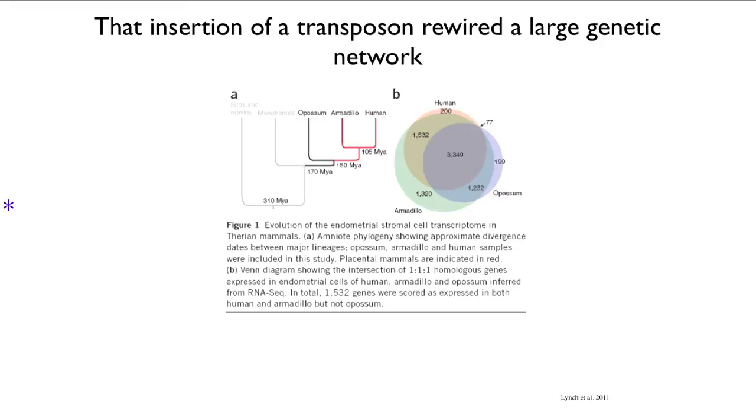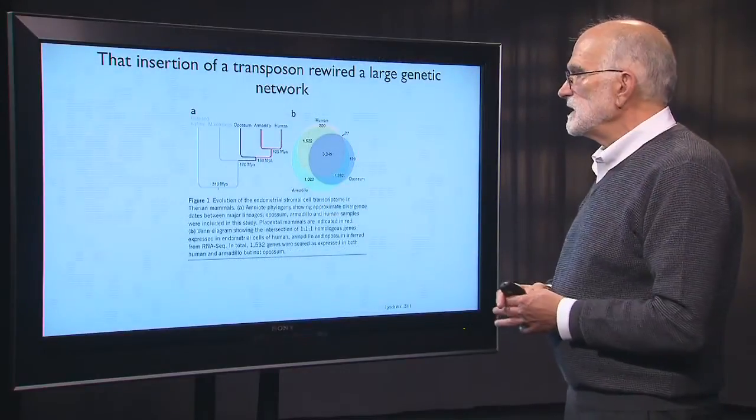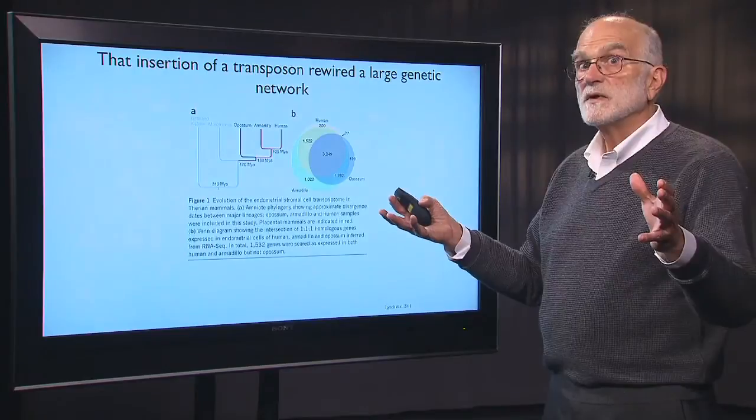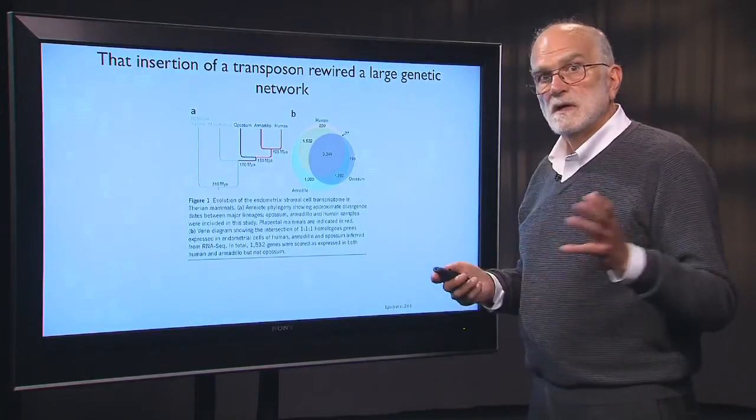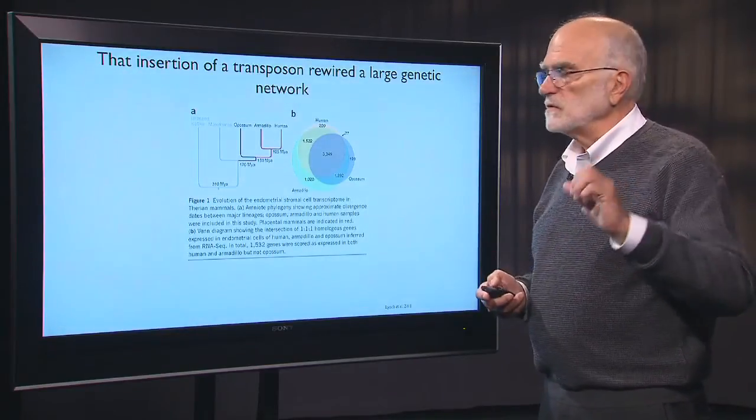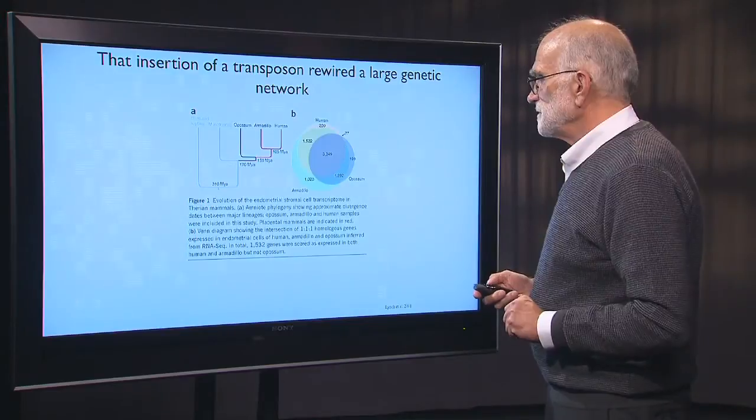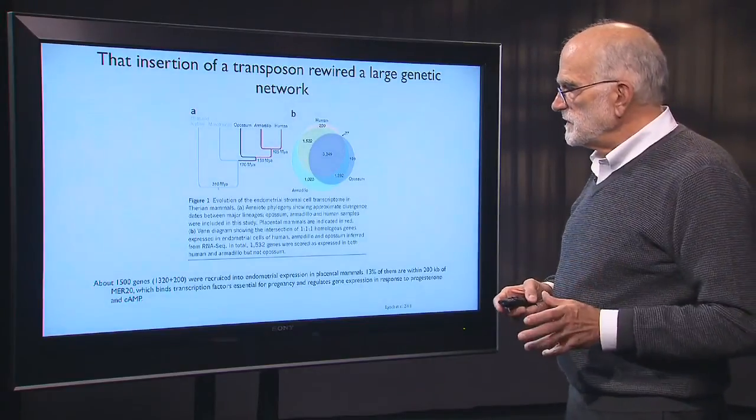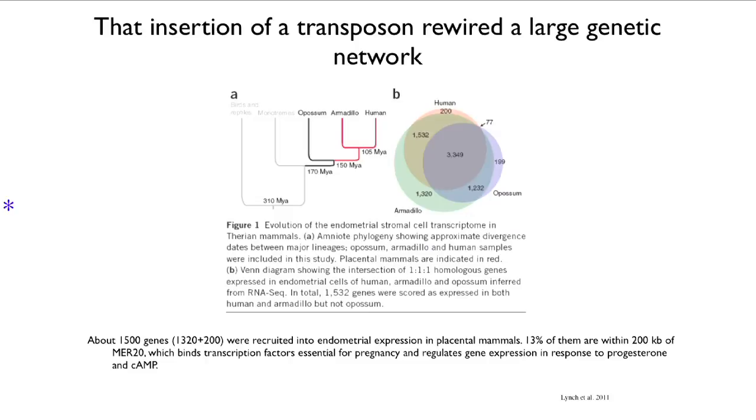So if we look at the ones that are being expressed in all three, there are about 3,300. The ones that are uniquely human are about 200. The ones that are uniquely armadillo are about 1,300. That gives you some idea of the range of genes that are under the control of these transcription factor genes. Now, about 1,500 genes were recruited into the set of genes controlling endometrial development.